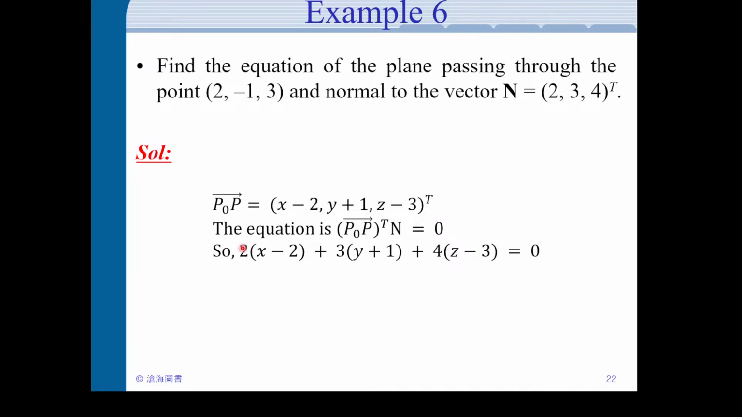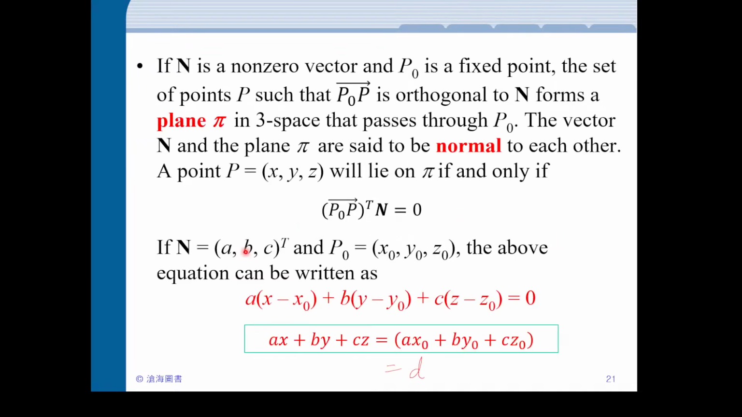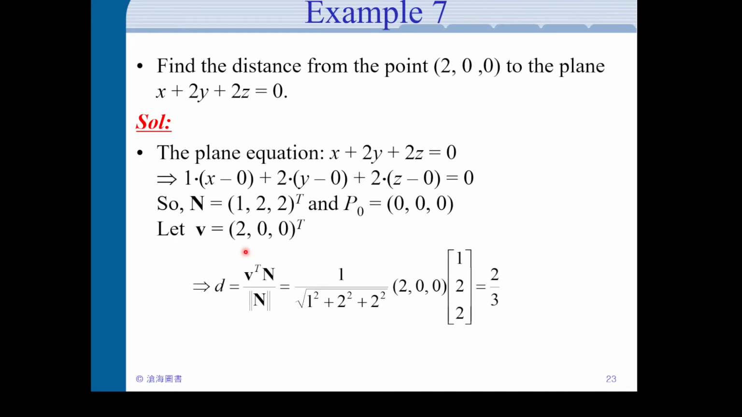Then the equation of this plane is 2 times (x minus 2) plus 3 times (y minus 1), plus 4 times (z minus 3), equal to 0. Okay, so here with the inner product we derive the plane equation, and we can calculate a more complicated example from this plane equation.